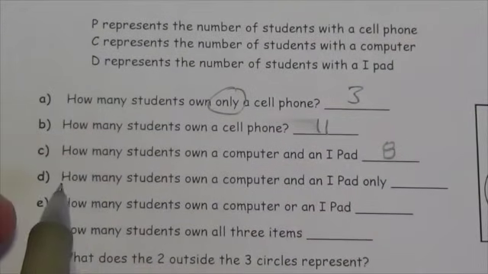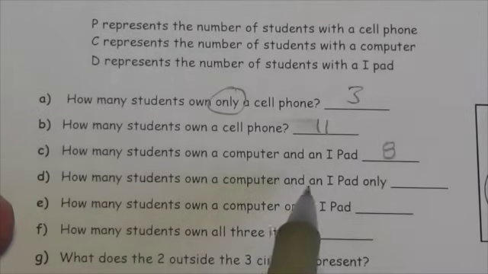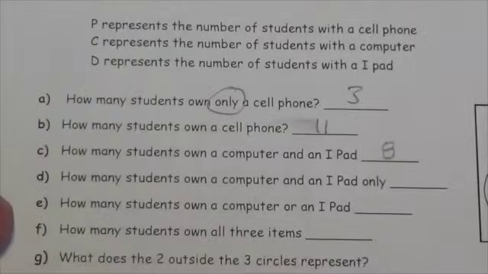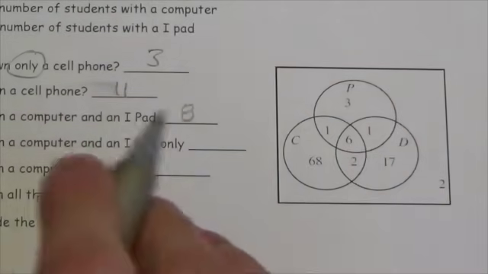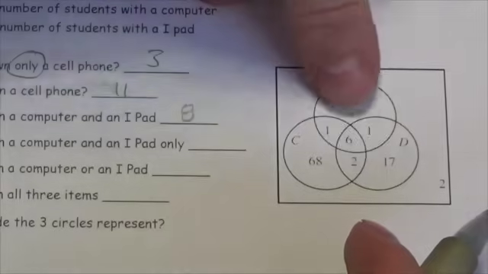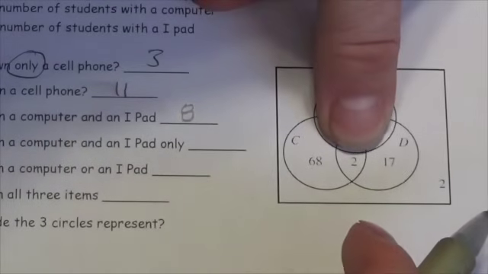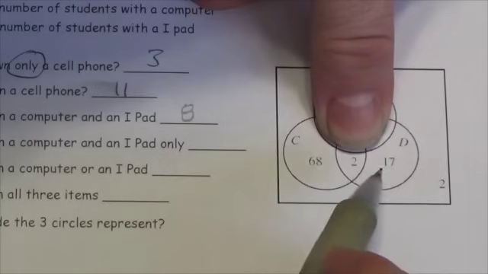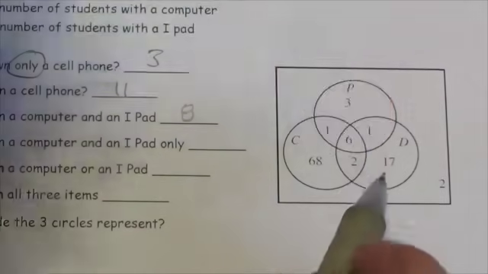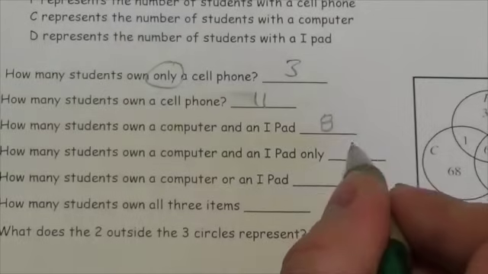Okay, the next one. How many students own a computer and an iPad only? Well, we were just talking about that. A computer and an iPad only. So in other words, we're saying no cell phone there, so we're canceling this part out here. This is the part of the set that's overlapping between those two, but doesn't include the cell phone. And so the answer here is 2.